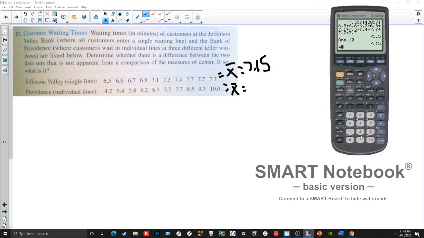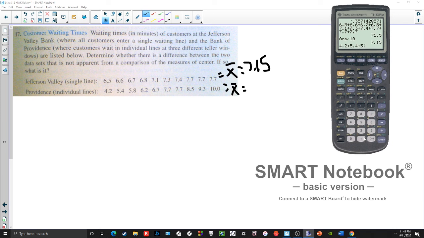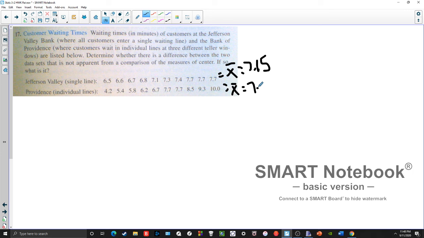For the other one here, we have 4.2 plus 5.4 plus 5.8. I keep missing that 5.8. Must need to get my eyes checked. Plus 6.2 plus 6.7. Although I probably should have gotten checked when I started seeing things, but that's neither here nor there. Plus 9.3 plus 10. And then we divide by 1, 2, 3, 4, 5, 6, 7, 8, 9, 10. Divide by 10. That also gives me about 7.15, which is pretty darn good.